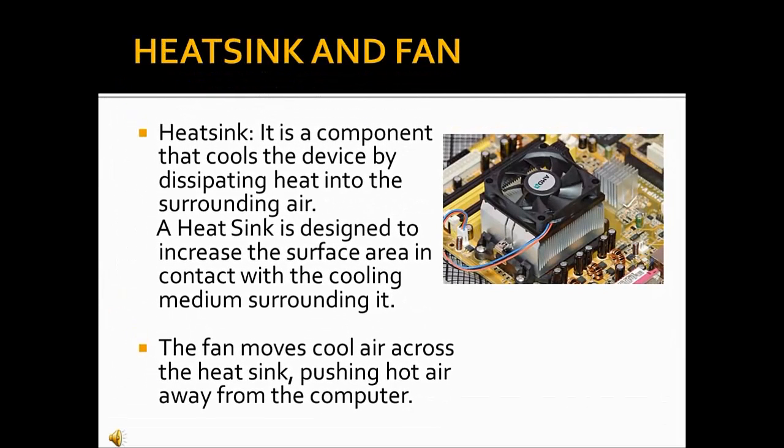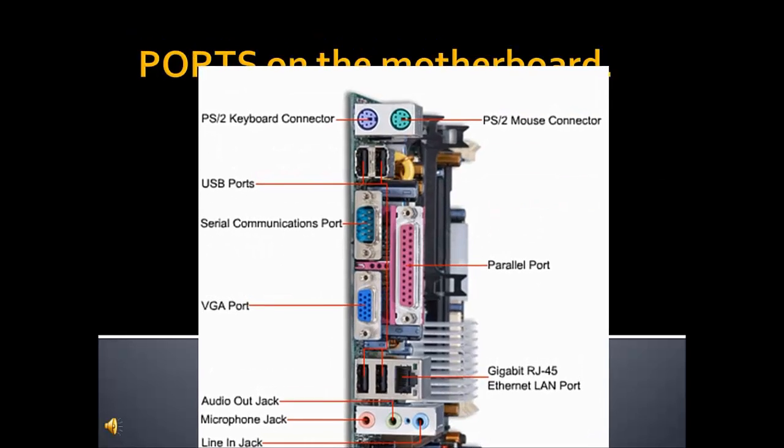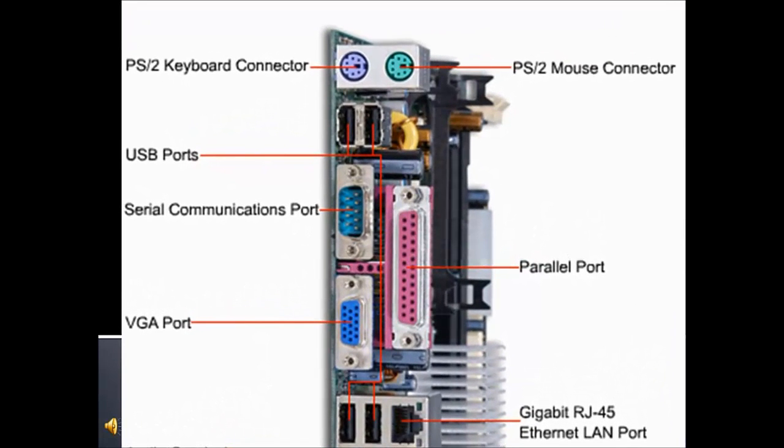If the heat generated by a CPU and other chips is not dissipated, it may melt those chips, making them inoperable. Therefore, we need a heatsink. The heatsink is a component that cools the device by dissipating the heat into the surrounding air. A heatsink is designed to increase the surface area in contact with the cooling medium surrounding it. The fan moves cool air across the heatsink, pushing hot air away from the computer, thus helping to cool the chip. The motherboard also contains ports for connections to various input-output devices.